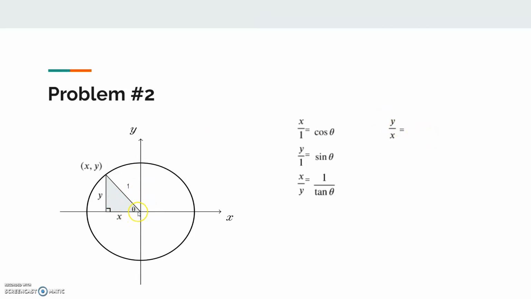The last one is y over x. You see angle theta, and across from angle theta is y, and then x, so it's opposite over the adjacent side, which is x. Opposite over adjacent is tangent, and there you have it.